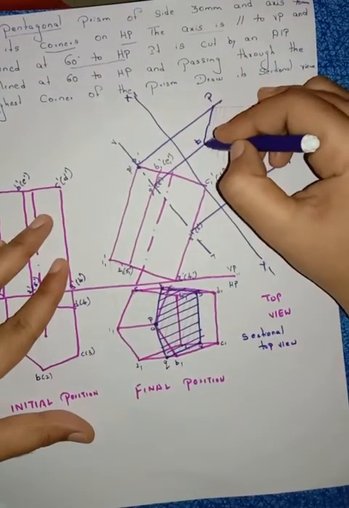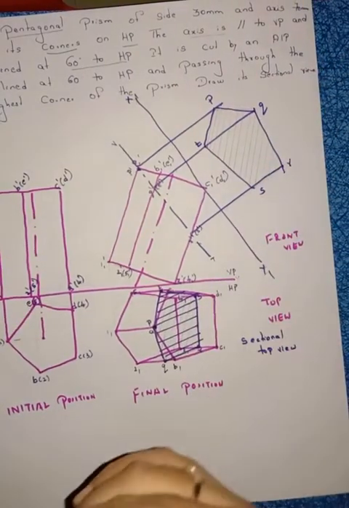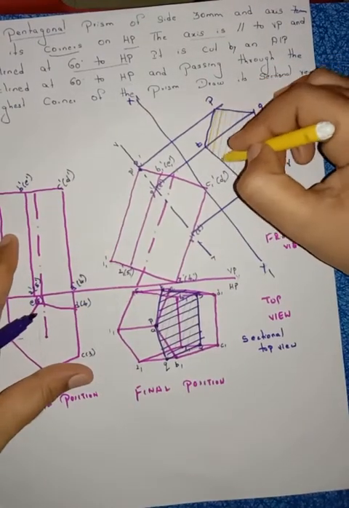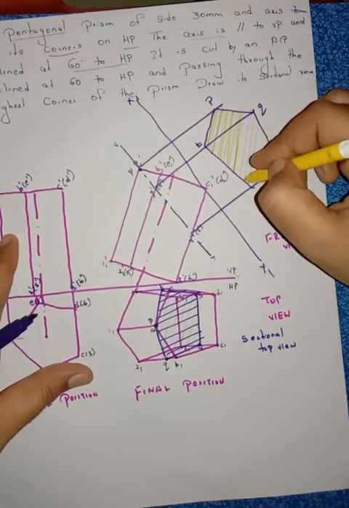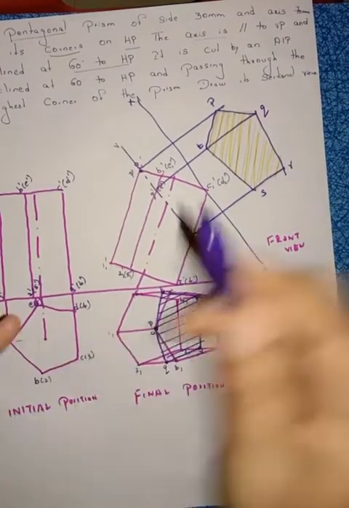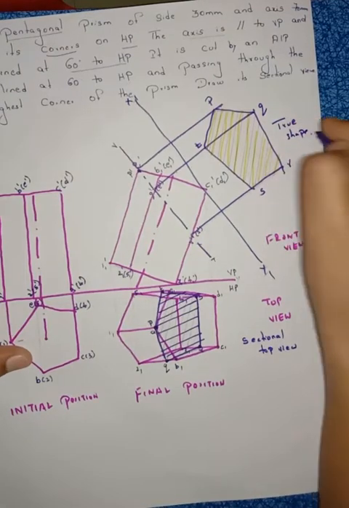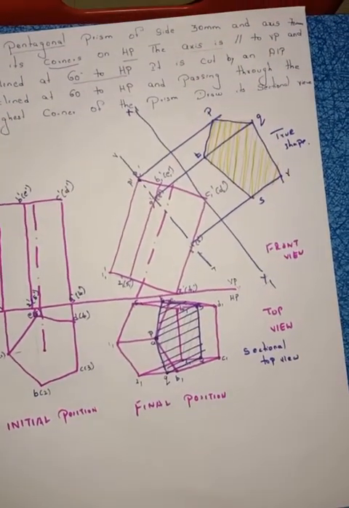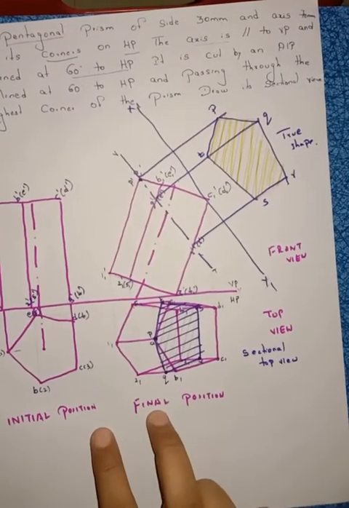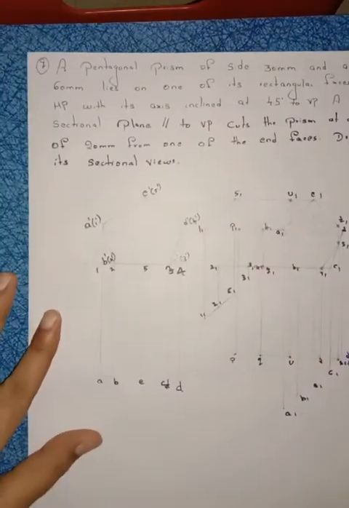Right? Join this P, Q, R, S and T. P, Q, R, S, T is nothing but your true shape. So draw the hatching lines here. Hatching lines should be at an angle of 45 degrees. Right? This is nothing but your true shape or true section. This is the sixth problem. If the question is for two positions, right? We will see the next question.